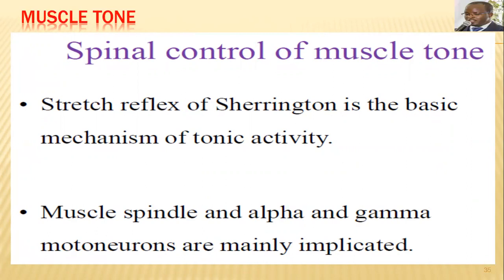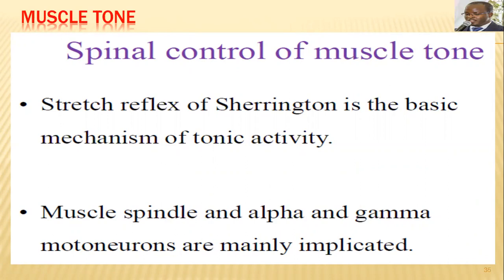So the spinal control of muscle tone: the stretch reflex is the basic mechanism of tonic activity. The same stretch reflex is behind the mechanism of muscle tone activity. I'll explain. The muscle spindle and alpha and gamma motor neurons are mainly implicated in this muscle tone. So you have the alpha-gamma loops that are communicating with the muscle spindle.